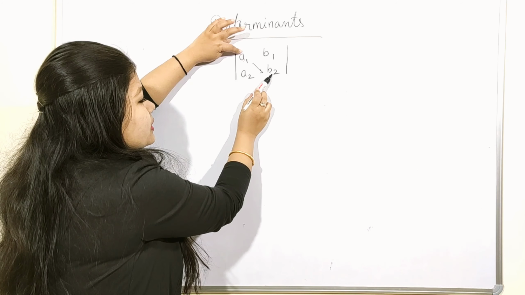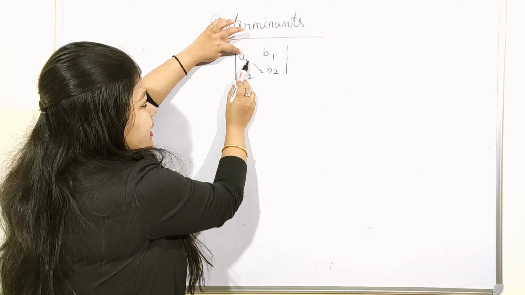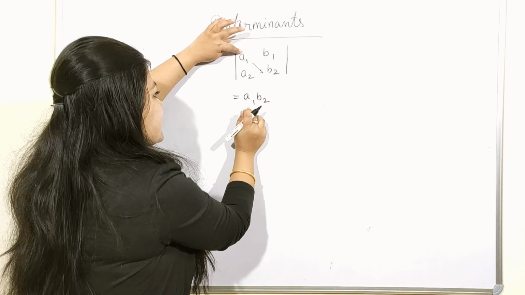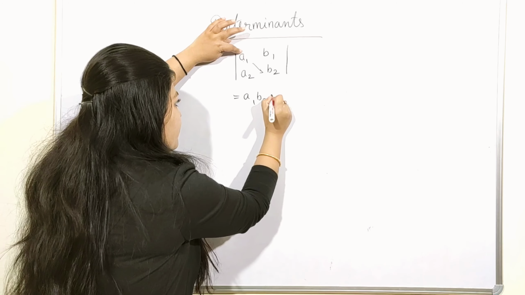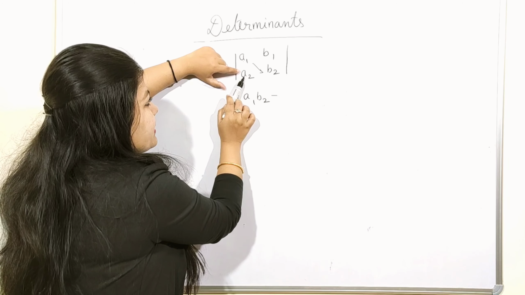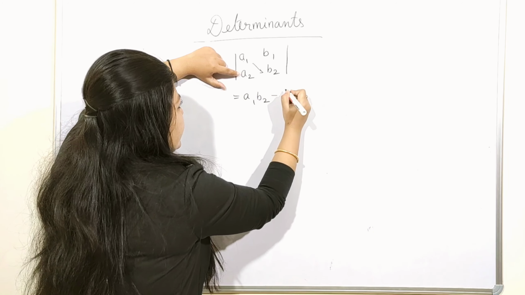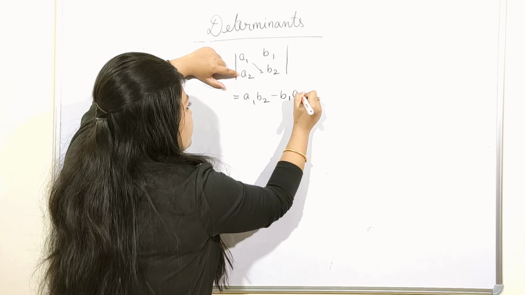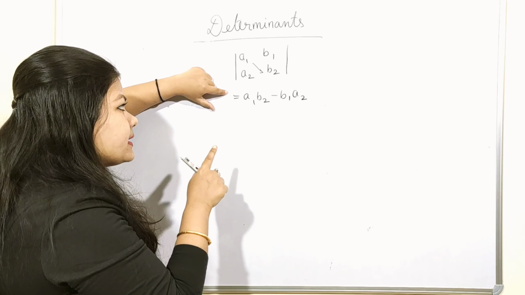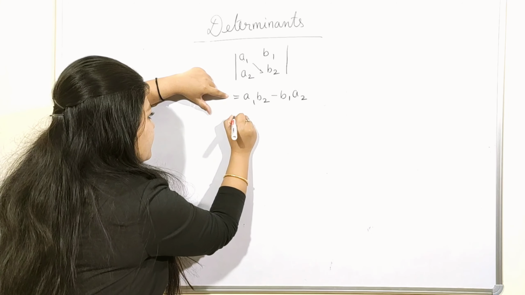Here b2 is diagonally opposite to a1, therefore the product is a1 b2, then minus product of the remaining values. Here remaining values are b1 and a2, so you can write down b1 and a2. So in this way we can find out the value of a 2 by 2 determinant.